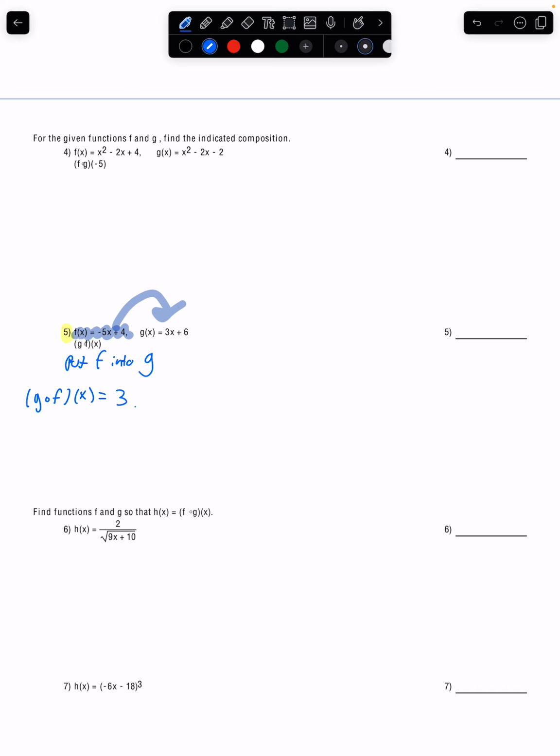So 3, and then where it's the x, is now going to be 5x plus 4, plus 6. Expand this out. And this is what we're left with.